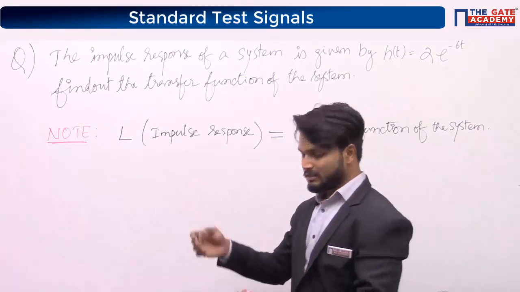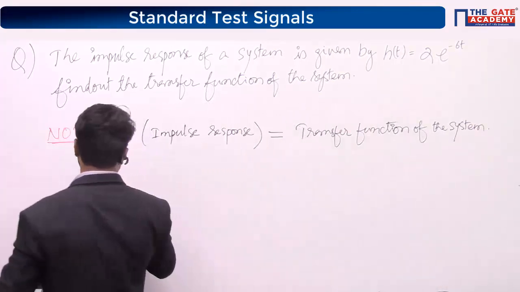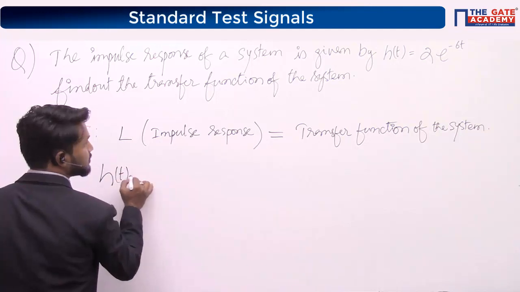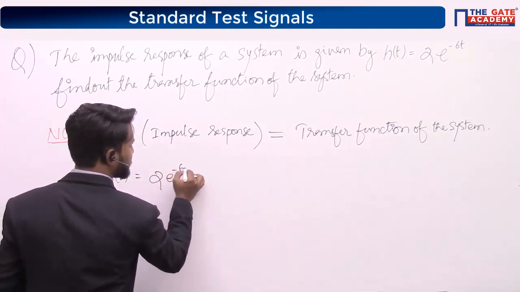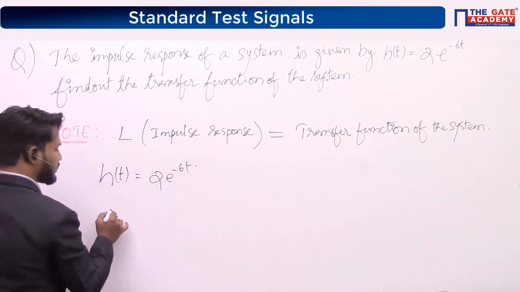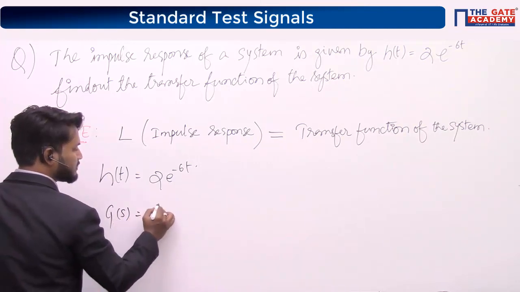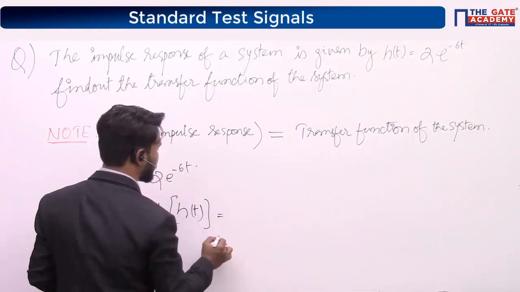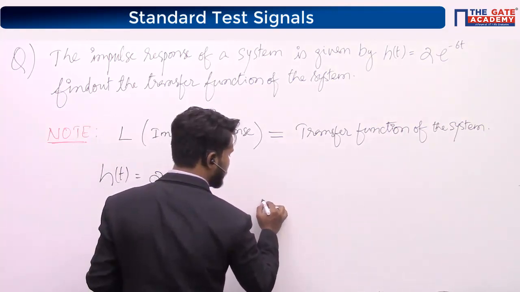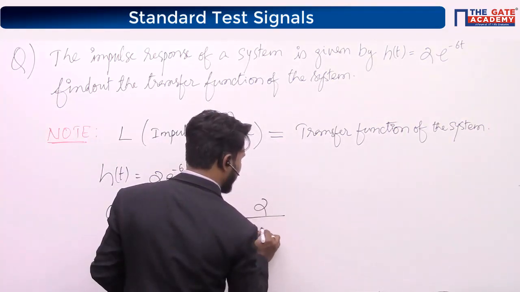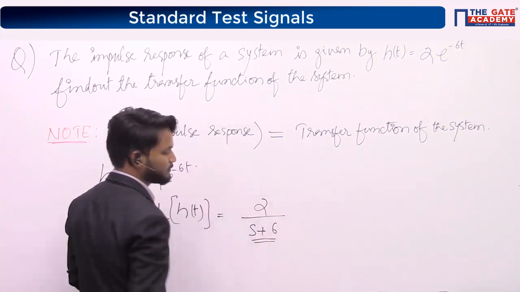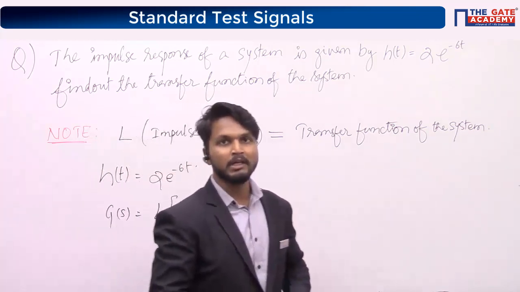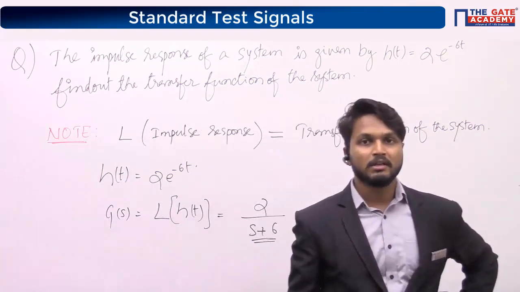So how to solve this? You already have h of t. H of t is equal to how much? 2 e power minus 6t, right? Therefore, the transfer function of the system g of s is equal to Laplace transform of h of t. That is equal to what? Laplace transformation of 2 e power minus 6t. That is 2 by s plus 6. That's it. It is 2 by s plus 6.